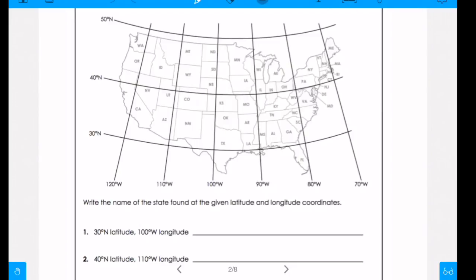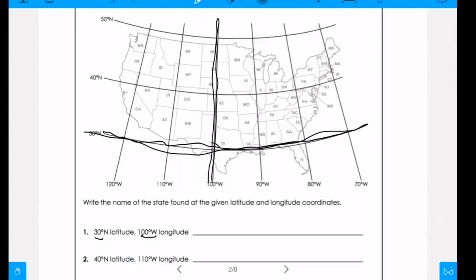For 30 degrees north and 100 degrees west, it's giving it to us still right on the line. So it's still helping us a lot because we don't have to estimate in between yet. So for the first one, 30 degrees north and 100 degrees west, I'm going to find my 30 degrees north line. My 100 degrees west line is right here. That's my longitude. And I'm looking at what state do they intersect in?